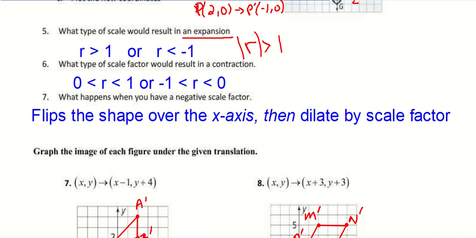And at the same token, if the absolute value of our R value is greater than 0 and less than 1 at the same time, then we're going to shrink, and the figure is going to get smaller. So you could say if R is bigger than 0 and less than 1, or bigger than -1 and less than 0, we're going to shrink. If the scale factor is negative, remember we're flipping the shape over the x-axis, and then we're going to dilate by our scale factor. Flip that around if you want to, it's okay.